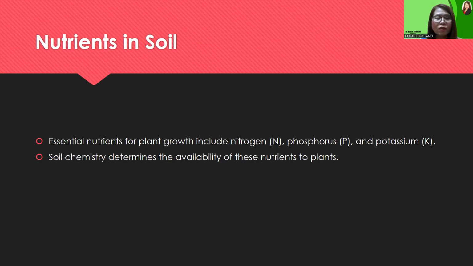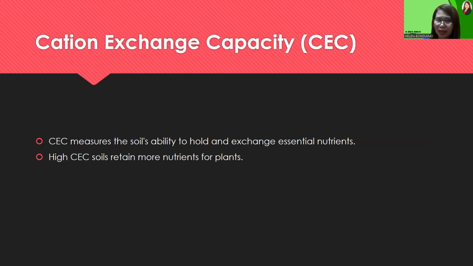Soil nutrients for plant growth include nitrogen, phosphorus, and potassium. Soil chemistry determines the availability of these nutrients to plants. So that's why we need to know if the soil is good, because the better the soil is, the better we can harvest, because the plants will grow well.